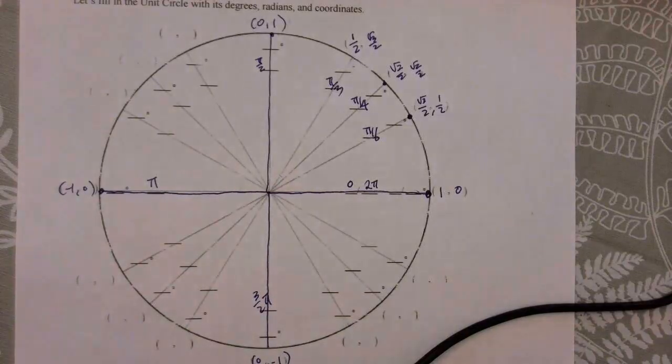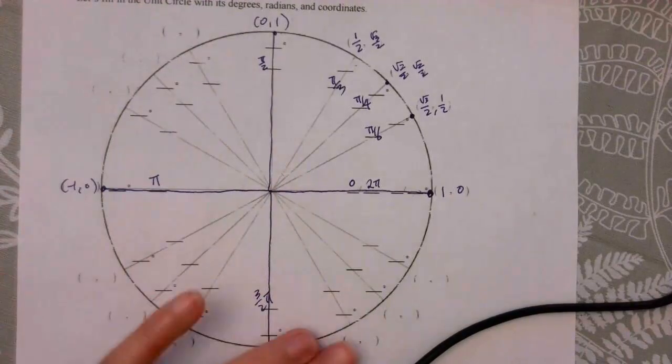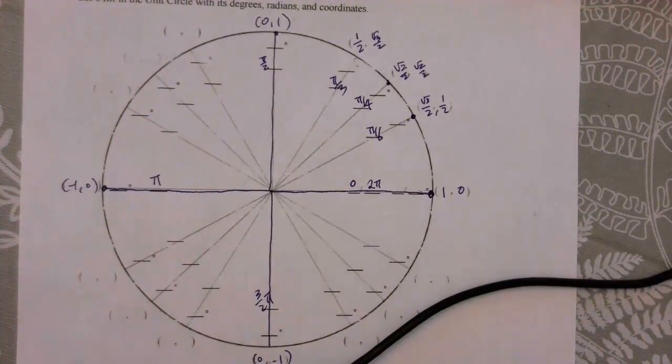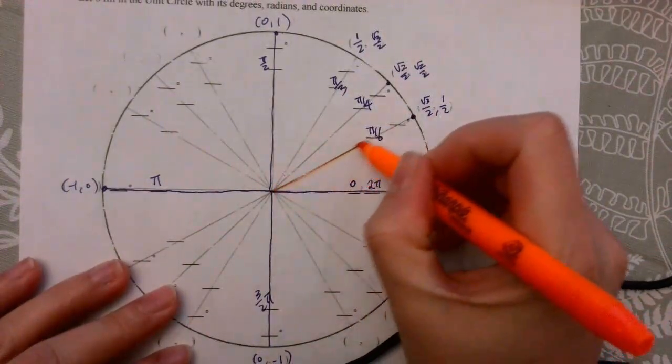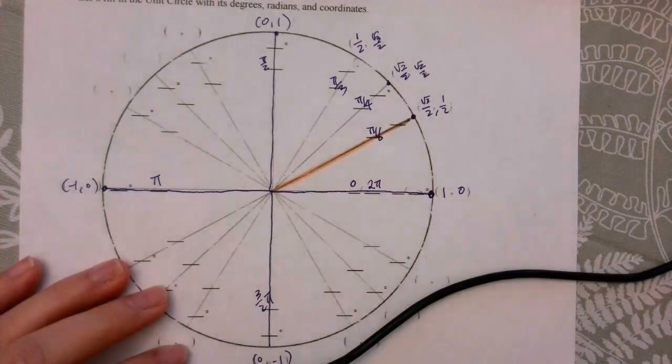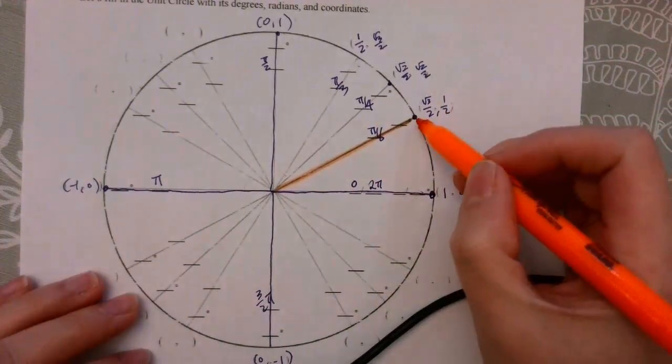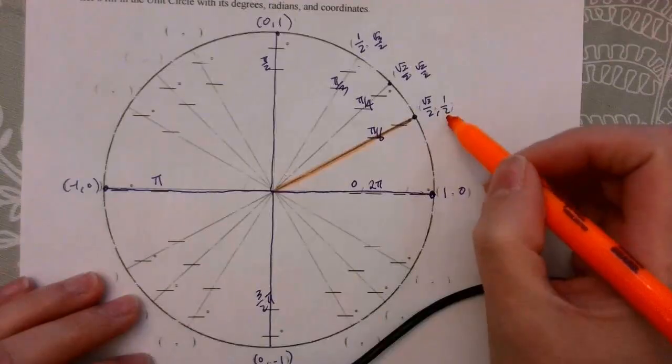All right, so that's how you do it. Now you're a little overwhelmed because there are like nine empty things going on. So how are we going to do this? We're going to focus on one thing at a time, one angle at a time. Let's start with pi over 6. You with me? Pi over 6 has a coordinate of square root of 3 over 2 comma half.